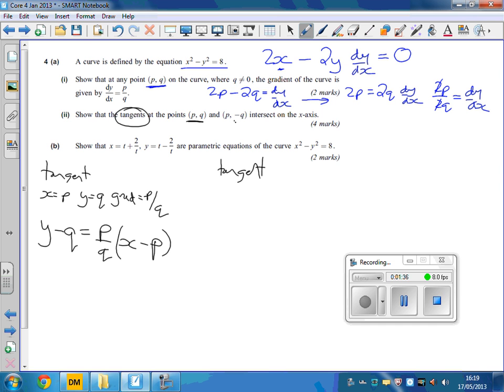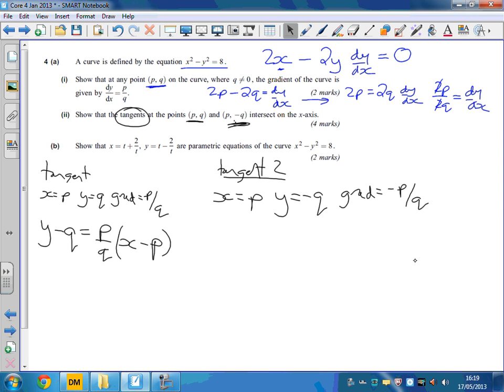Let's do the other tangent. This is tangent 2. And this time we've got the x as P again. The y, this time here, as minus Q. And the gradient now is P over Q, or P over minus Q this time. So we've got that one. Here we go again. y minus the y number, minus Q is plus Q, equals gradient times x minus the x number.